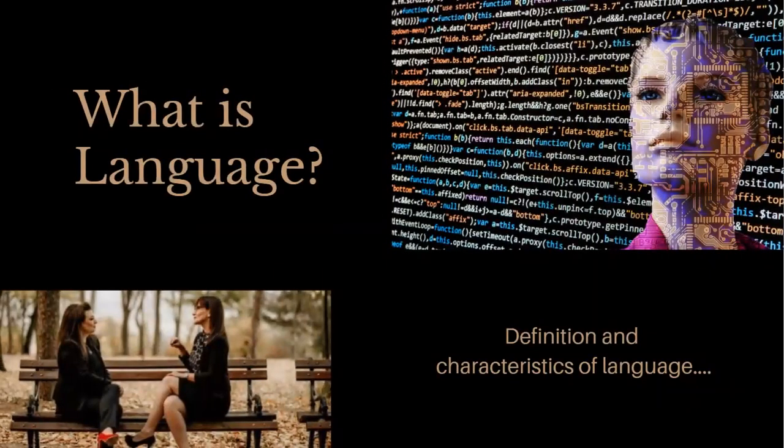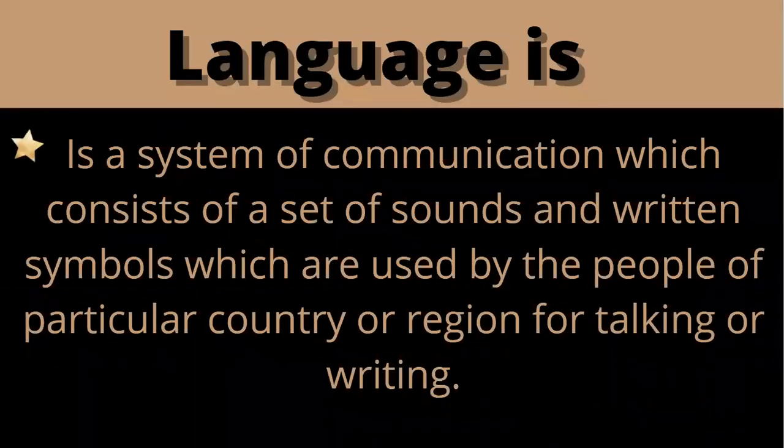So let's start with language's definition. Language is a system of communication which consists of a set of sounds and written symbols which are used by the people of a particular country or region for talking or writing.